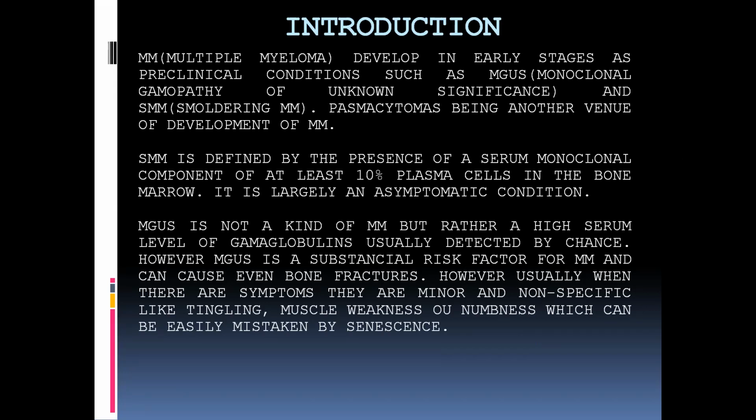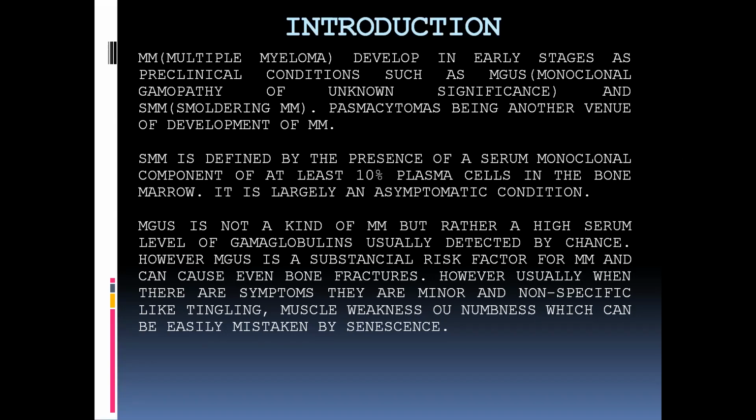SMM, for instance, is considered to be some form of pre-stage multiple myeloma. It's like stage 0 multiple myeloma. We all know multiple myeloma has 3 stages, so SMM would be stage 0, so to speak. But MGUS is considered a benign condition. It's not exactly a pre-disease. It's just a high concentration of serum gammaglobulins in the patient's blood.